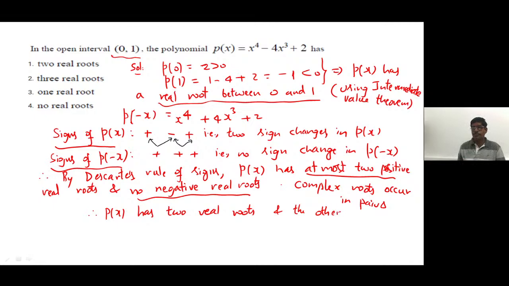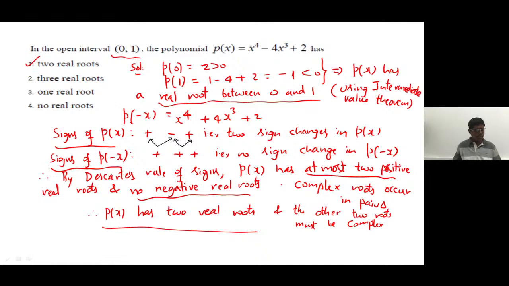The other 2 roots, and 0 is not a root, because the constant term is present in the polynomial equation. It never has 0 as a root. So the 2 roots must be complex. So this is the answer: p of x has 2 real roots. Accordingly, option 1 is the answer. Hope that everyone understood.